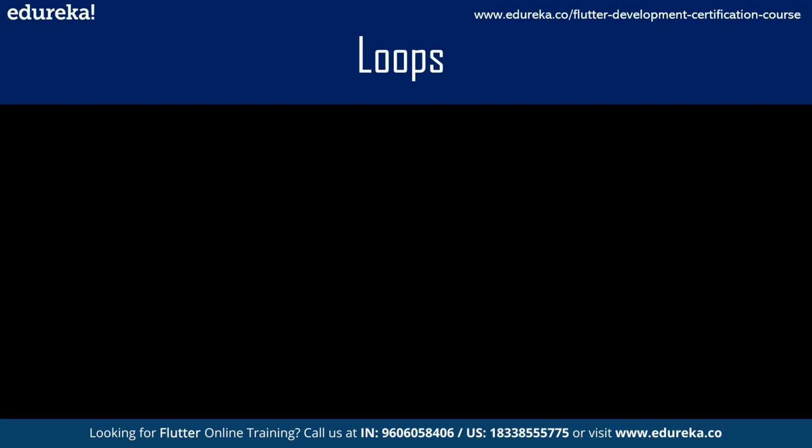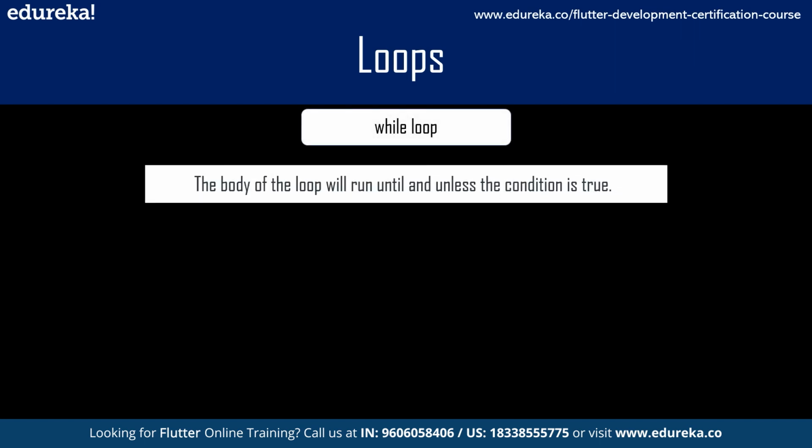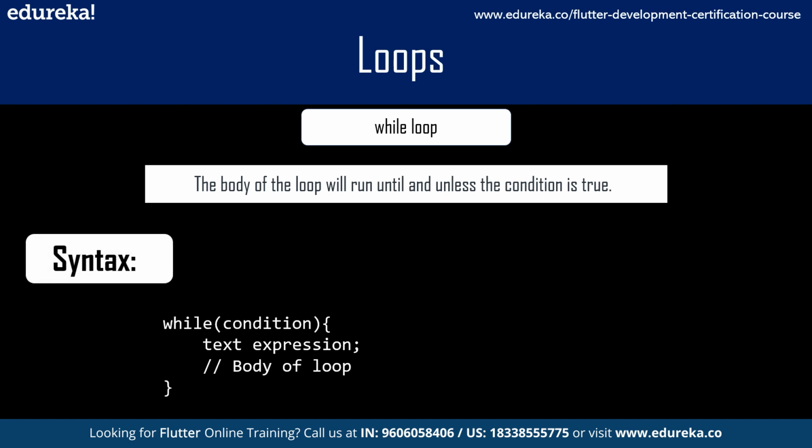Now let us go and see the while loop. Here the body of the loop will run until and unless the condition is true. The while loop executes the instructions each time the condition specified evaluates to true. In other words, the loop evaluates the condition before the block of code is executed. Now if you look at the syntax over here, we have the while condition, then we have the expression, and after that we have the body of the loop, right?